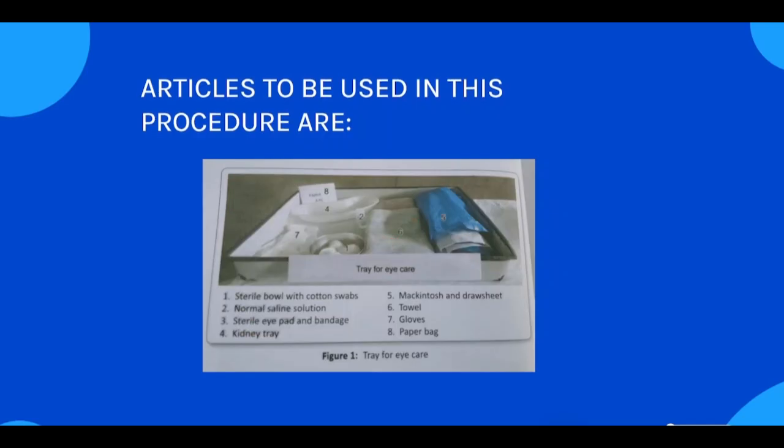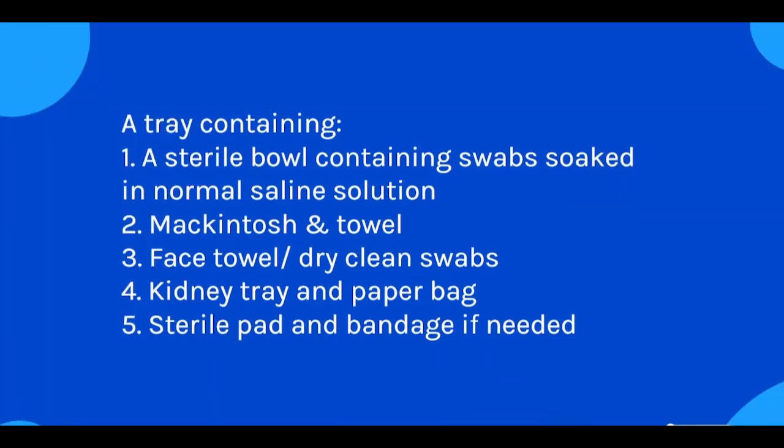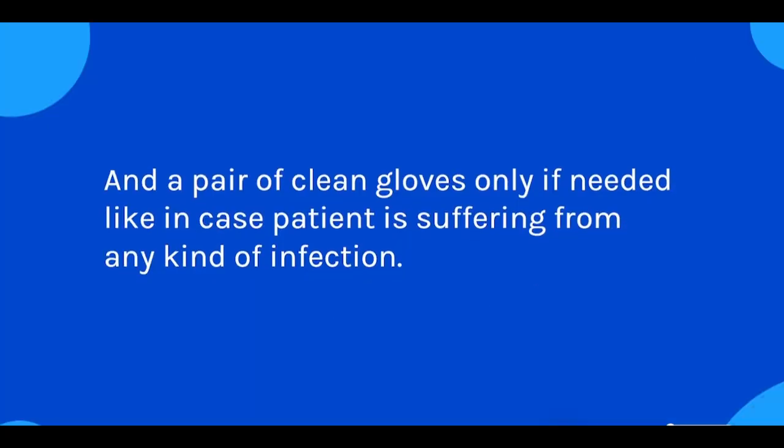Articles to be used in this procedure are: first, a tray containing a sterile bowl containing swabs soaked in normal saline solution. Second, Macintosh and towel, face towel or dry clean swabs, kidney tray and paper bag, sterile pad and bandage if needed, and a pair of clean gloves only if needed, like in case the patient is suffering from any kind of infection.